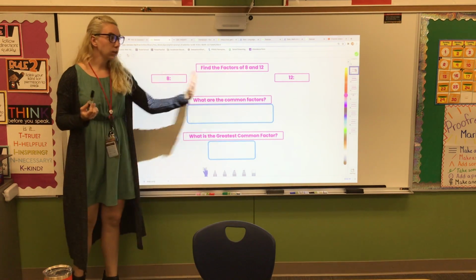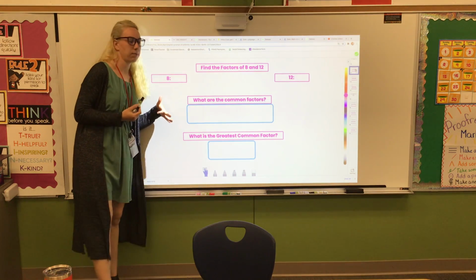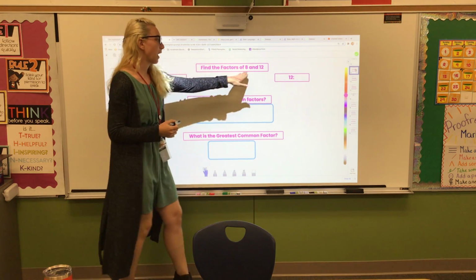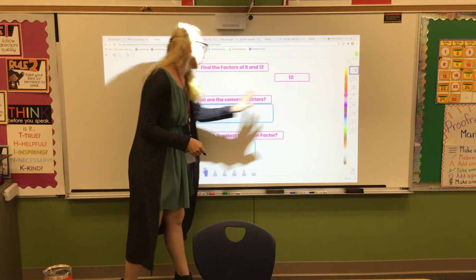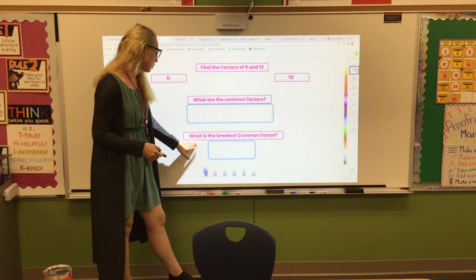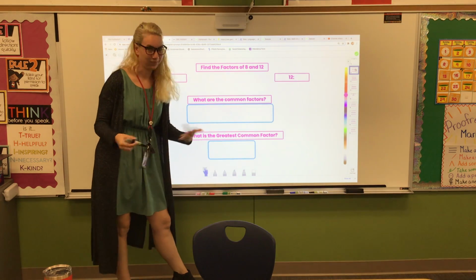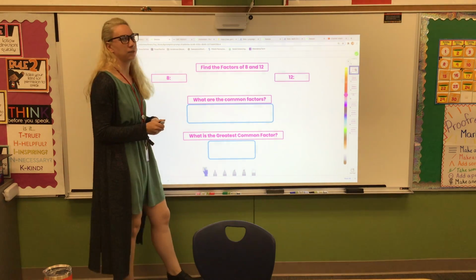This is exactly what your work's gonna look like, but you're not gonna have the same numbers. It says find the factors of 8 and 12. And then we got 8 over here, 12 over here, and then it says what are the common factors? What is the greatest common factor? Not hard. So we're gonna find the factors.